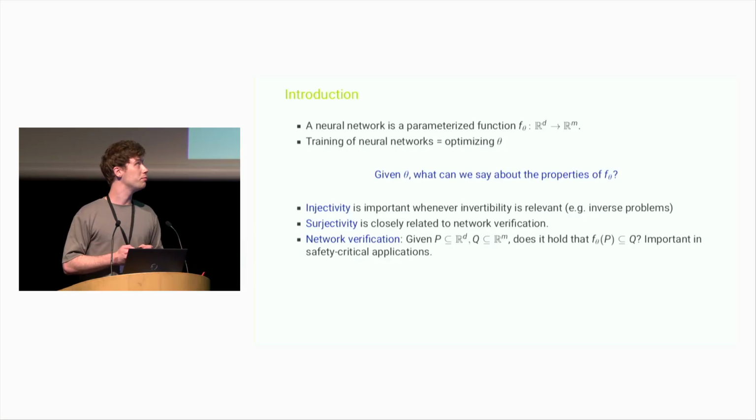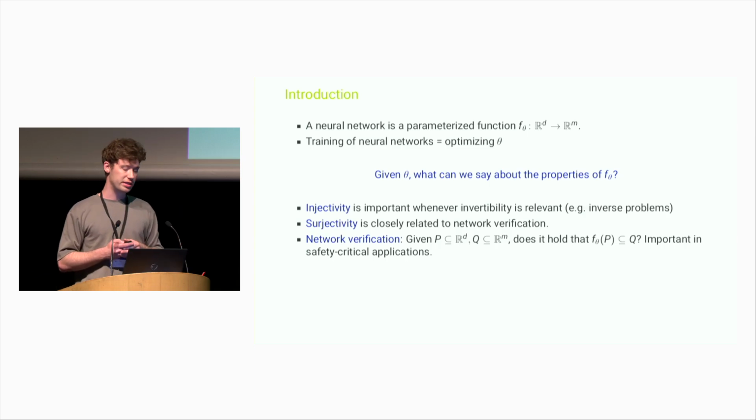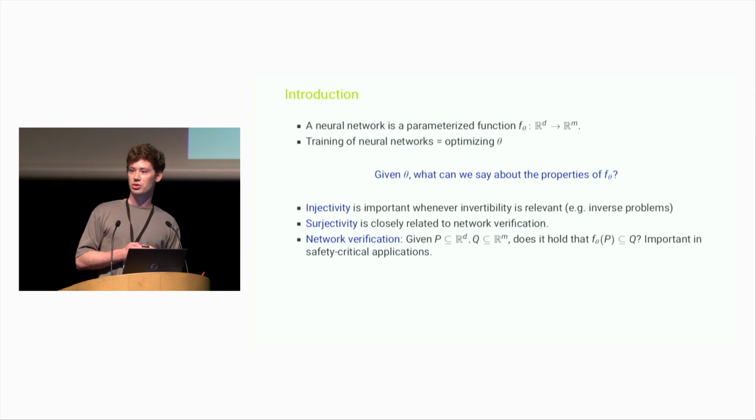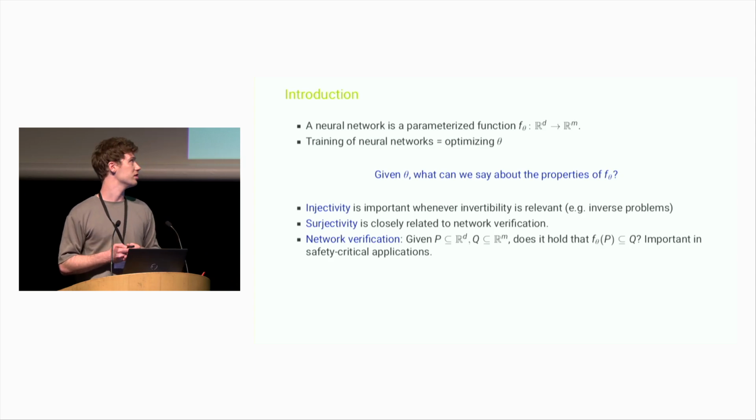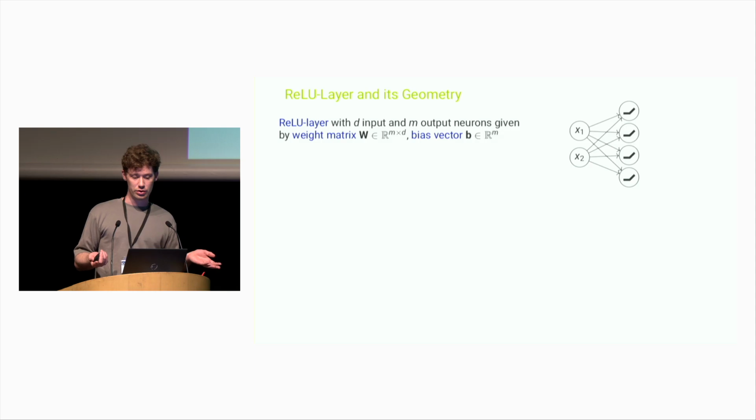So given some set P in the input space and some set Q in the output space, can we somehow verify that everything that is in P gets mapped to something in Q? And these kinds of questions are particularly important whenever the network is used in safety-critical applications. And we study these questions for ReLU networks.